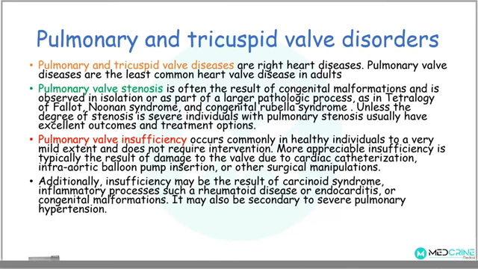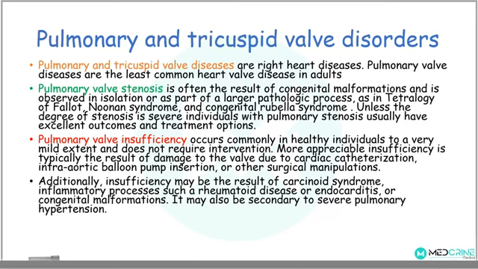of larger pathologic processes, for example in tetralogy of Fallot, Noonan syndrome, and congenital rubella syndrome. Unless the degree of stenosis is severe, individuals with pulmonary stenosis usually have excellent outcomes and treatment options. On the other hand, a pulmonary valve insufficiency occurs commonly in healthy individuals to a very mild extent and does not require intervention.